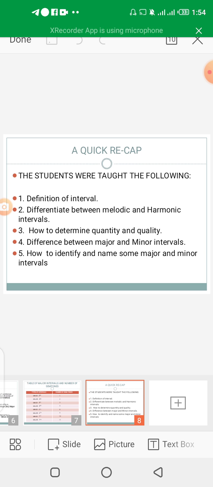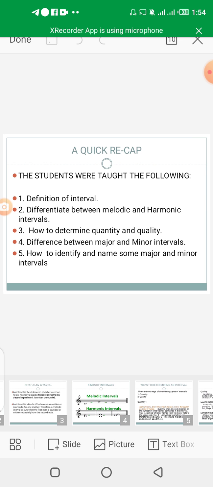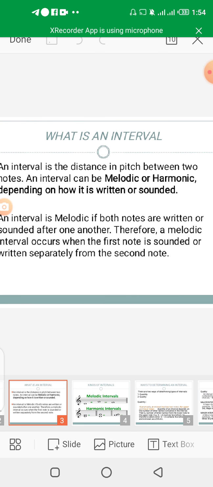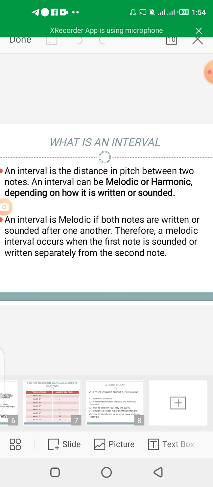The students were taught the following. One, definition of an interval, and we defined an interval as the distance in pitch between two notes. So I believe you know the definition. It is the distance in pitch between two notes.